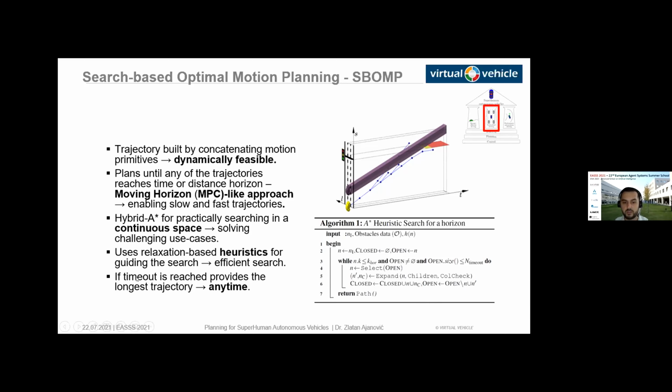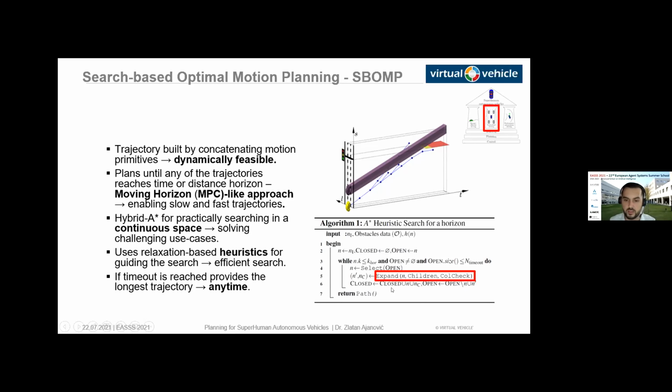And we also have the component which is anytime. So if we spend the planning budget, so if we have some planning time budget for, let's say, 50 milliseconds, when we spend the full planning time, we give the solution which is the longest one. So the longest solution which we have, we give it back.